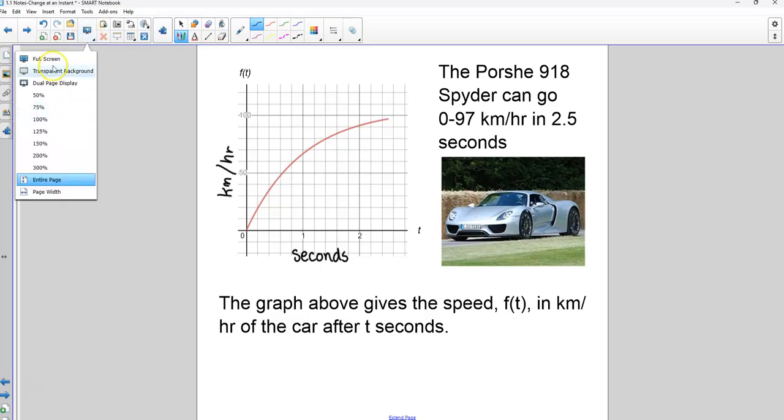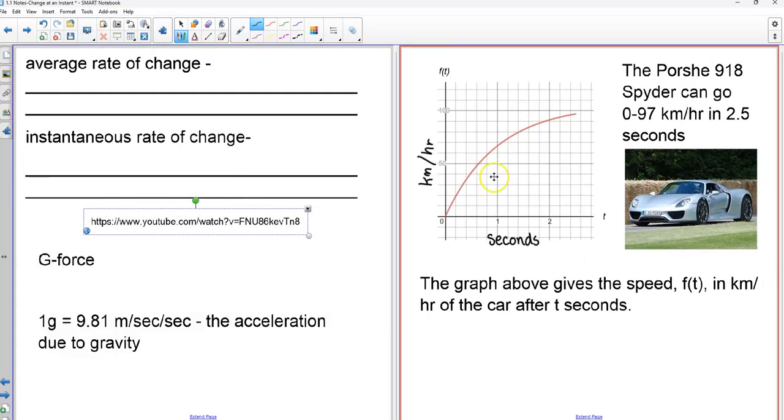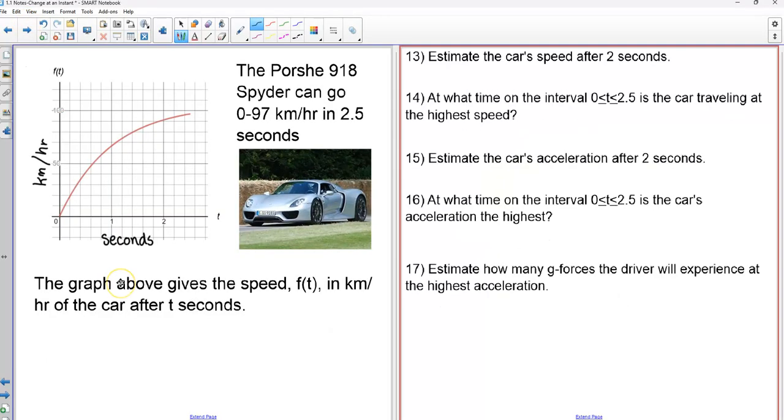So let me change this so it has two next to each other, and let's go over one more. Okay, so for this, 13 says estimate the car speed after 2 seconds. So 2 seconds, that'd be right here. What do you guys think the car's speed is? Okay, what'd you say, Lola? 91.